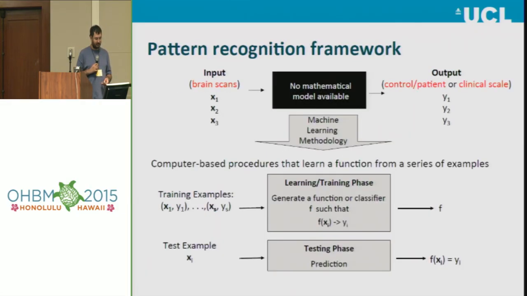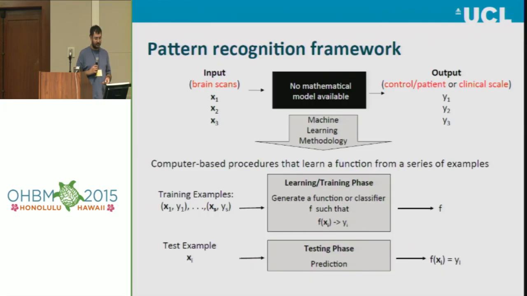So just to introduce the pattern recognition framework, we have a set of inputs or brain scans. We think of these here as X1 to X3. And we wouldn't typically have a mathematical model available to take us from the input to the output. But even in the absence of a mathematical model for this, some sort of physical model, what we can do is apply machine learning methodology instead. These are essentially sets of different algorithms that can learn a function without needing a prior physical or neurological model.